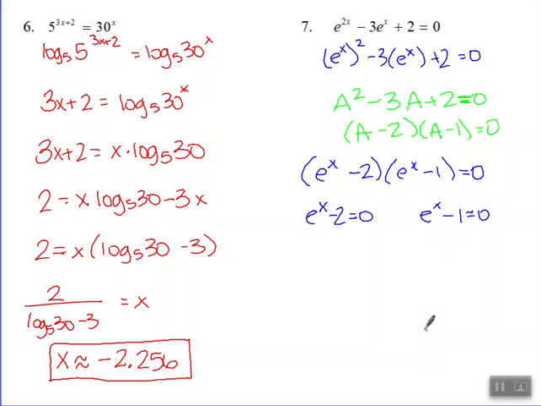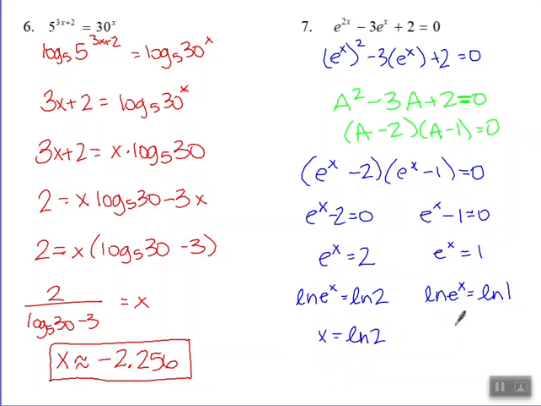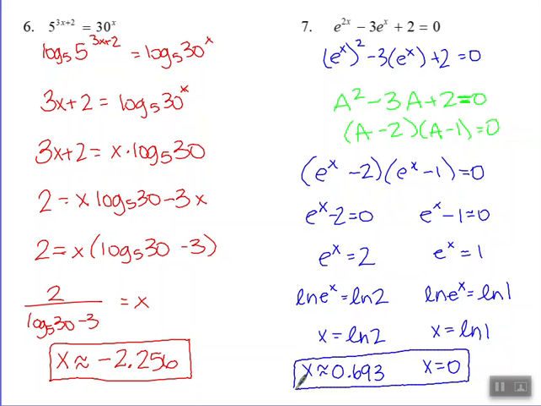And we can solve each of these equations. So we have e to the x equals 2 and e to the x equals 1. If we take the natural log of both sides, by using that same property that we've used on every problem so far, natural log of e to the x is just equal to x. So we have that x is equal to natural log of 2 and x is equal to natural log of 1. Natural log of 2 is approximately equal to 0.693, and natural log of 1 is equal to 0. So those are our two solutions.